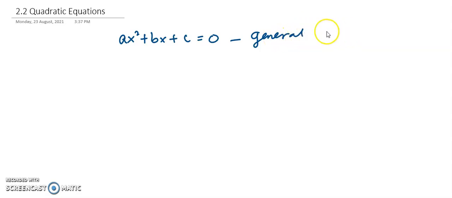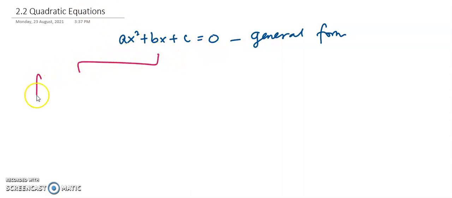Hi everyone. In this video, we're going to discuss solving quadratic equations. We know the quadratic equation has the general form ax squared plus bx plus c equals 0. This is called the general form of the quadratic equation. To solve this quadratic equation, we're going to use three methods.